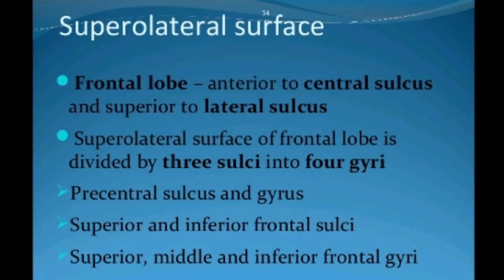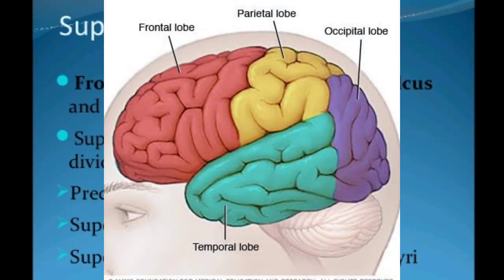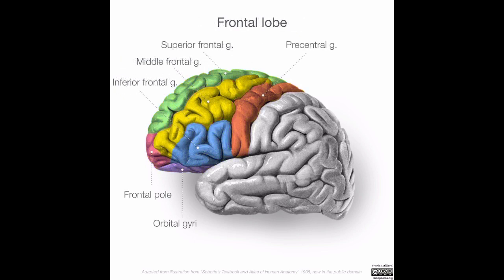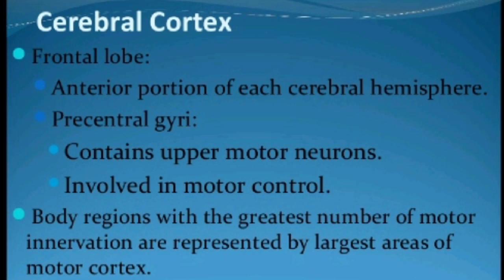Coming to the lobes, the frontal lobe is anterior to the central sulcus and superior to the lateral sulcus. It is divided by 3 sulci into 4 gyri. The 3 sulci are precentral, superior and inferior frontal sulci. The 4 gyri are precentral gyrus, superior, middle and inferior frontal gyri. When we talk about the functions, precentral gyrus contains upper motor neurons, so involved in motor control, and the body regions with the greatest number of motor innervation are represented by the largest areas of motor cortex.